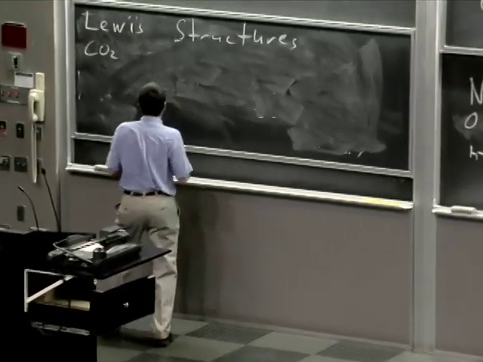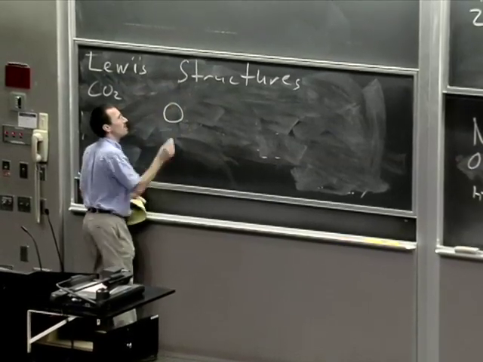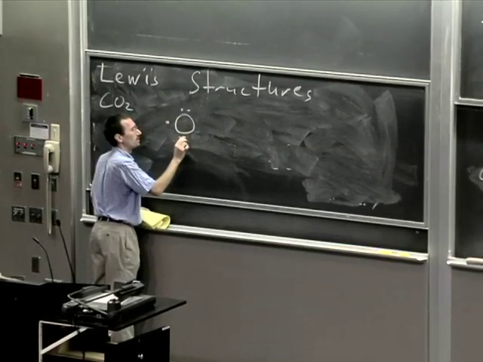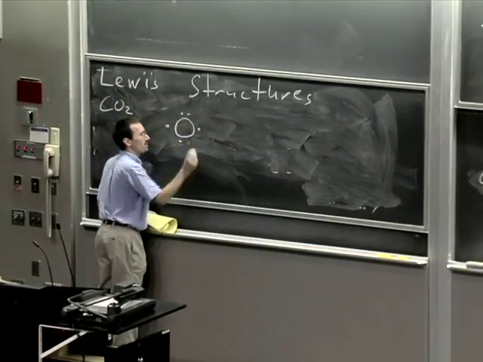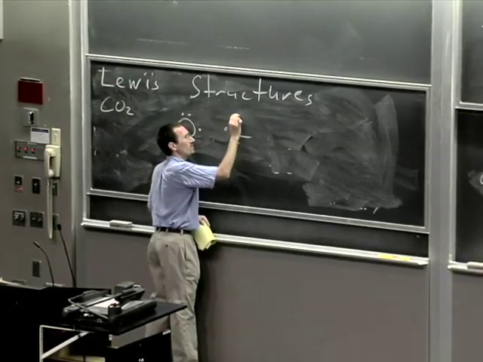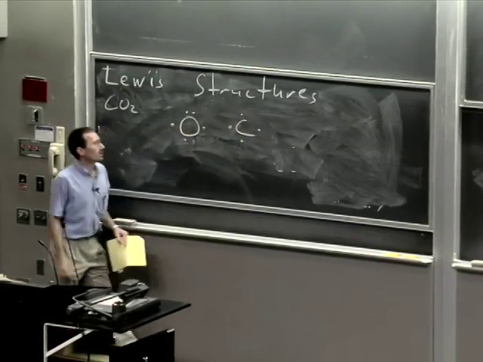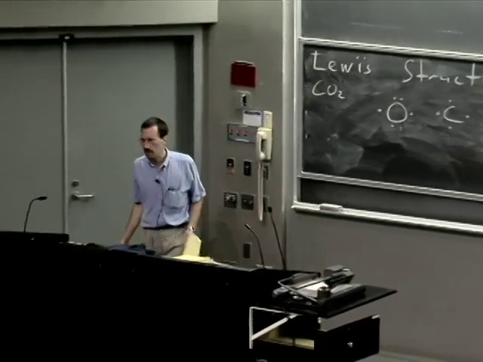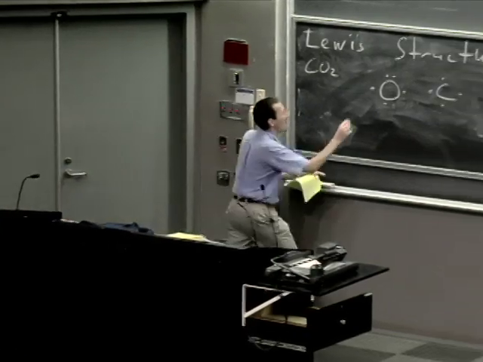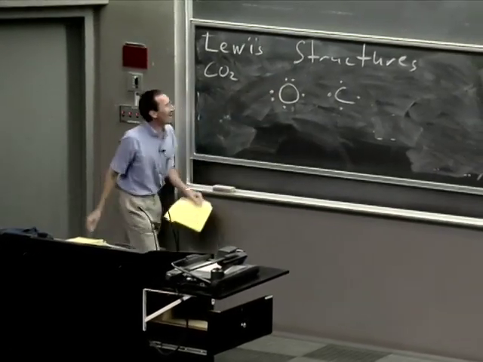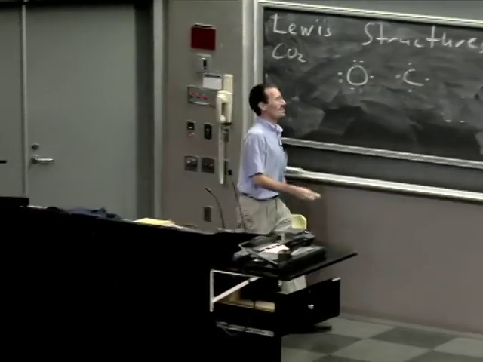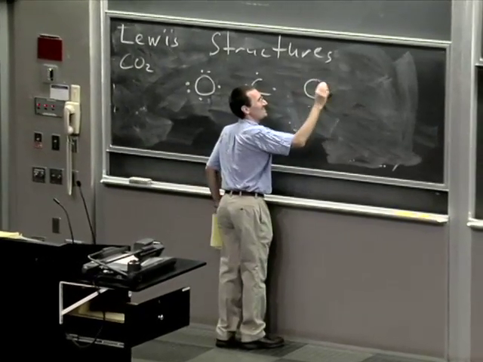All right, so our oxygen brings 6 electrons to the table, and I'll just draw them like this. Our carbon brings 4 electrons to the table, and I'll draw them like this, dots to represent the electrons. Oh, thank you, I only put 5 around the oxygen. And our other oxygen also brings 6 electrons to the table.